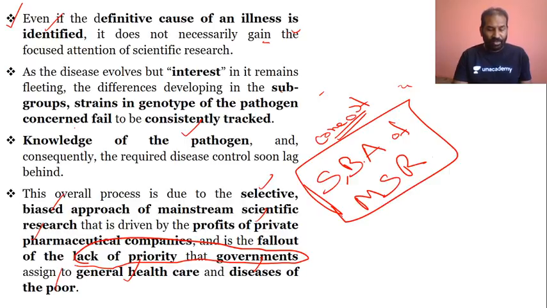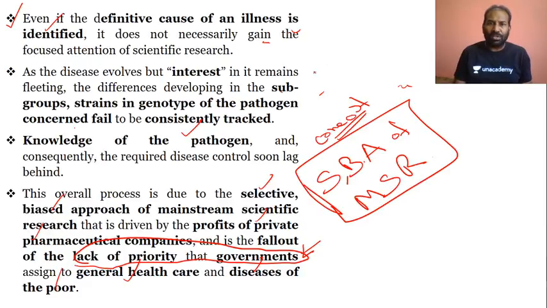You said, is there any role of the pharma companies to purposely ignore research in pathogens leading to epidemic? When the priority of the government is not assigned to the general health and the disease of the poor, then definitely the private companies will come into existence for the profits. And then who has to handle that? It is the government who has to take control, so that the private pharmaceutical companies should not have the major say.